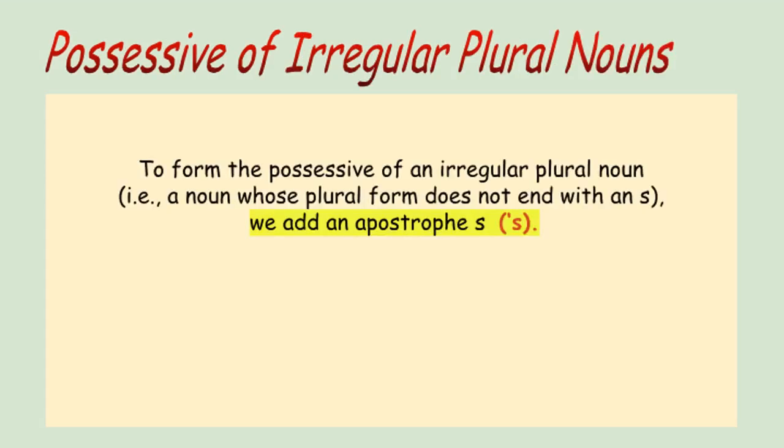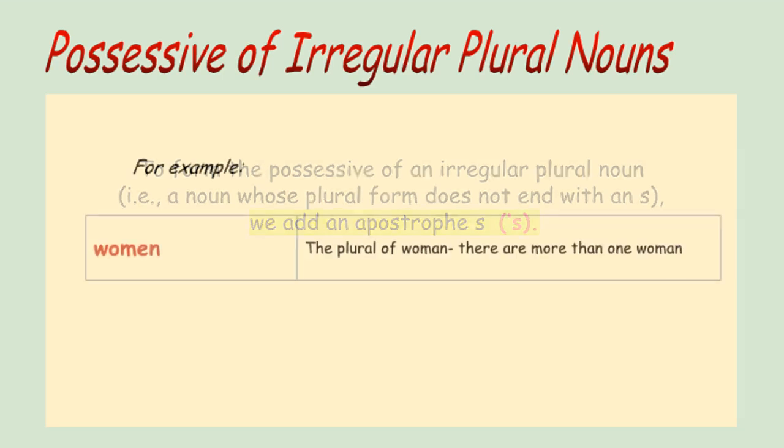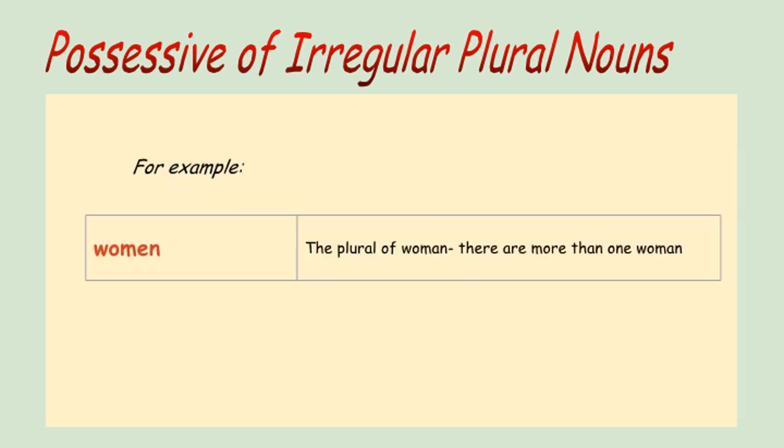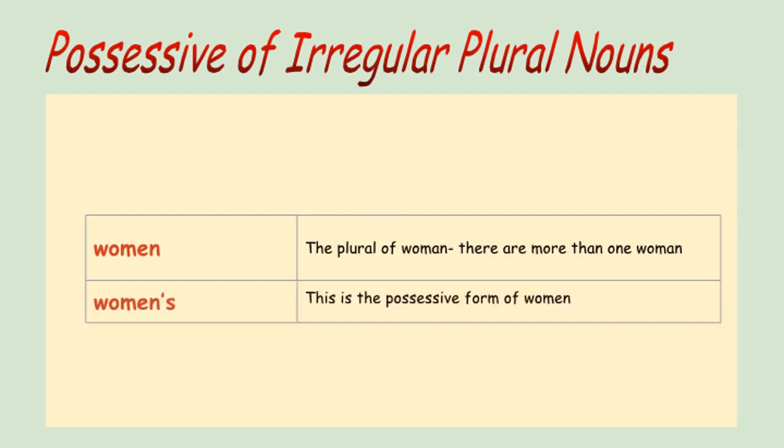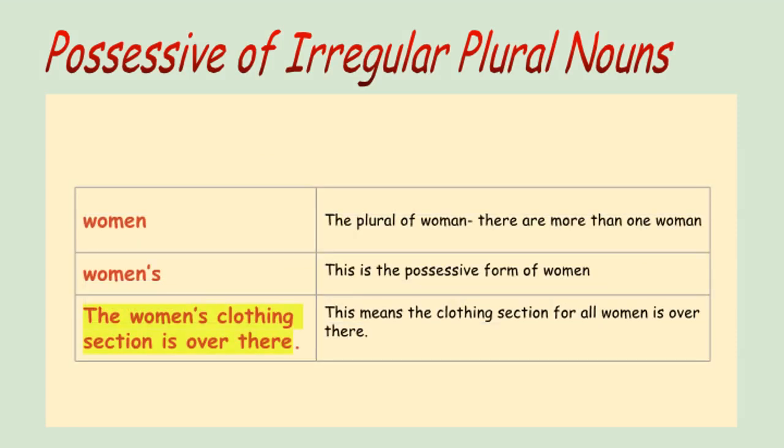Our next formation of possessive nouns is with irregular plural nouns. To form the possessive of an irregular plural noun, that is, a noun whose plural form does not end with an s, we add an apostrophe s. For example, women is the plural form of woman. To form the possessive noun of women, we add an apostrophe s. So, if we look at this sentence, the women's clothing section is over there. We are saying that the clothing section for all women is over there.